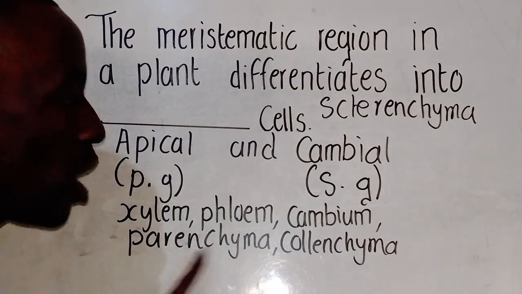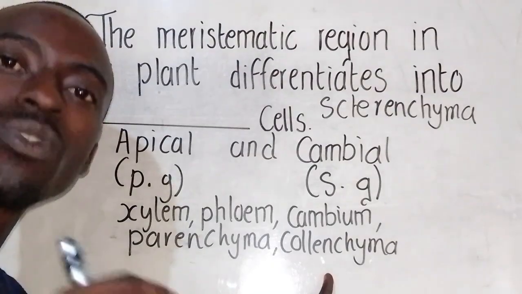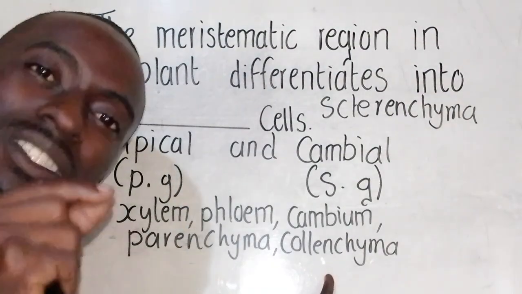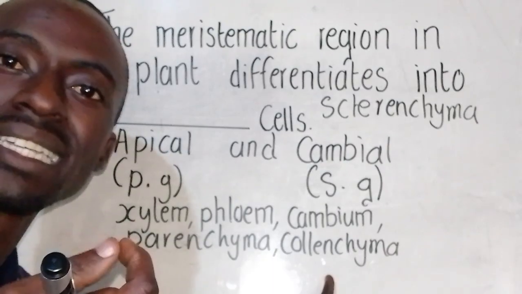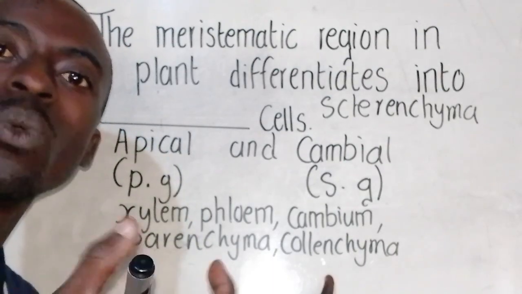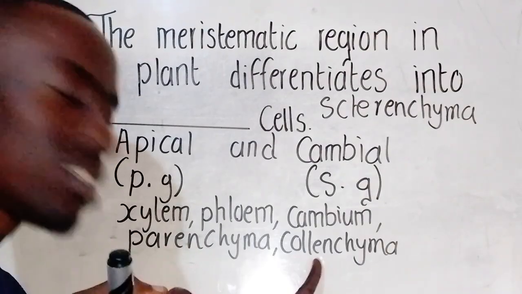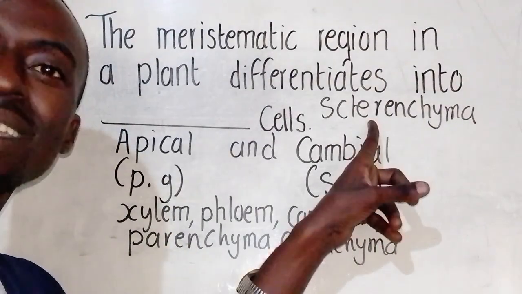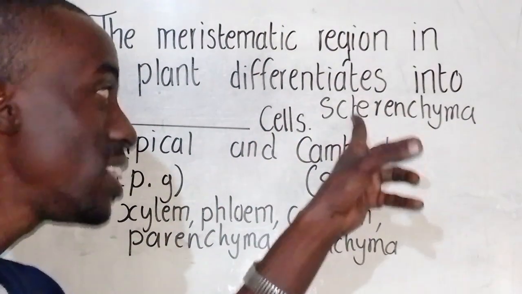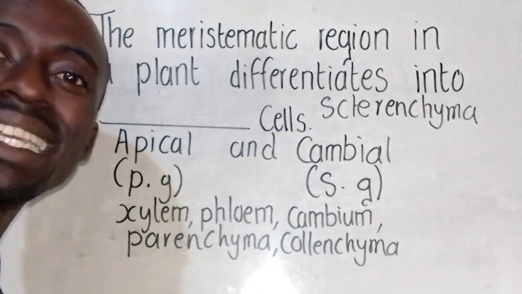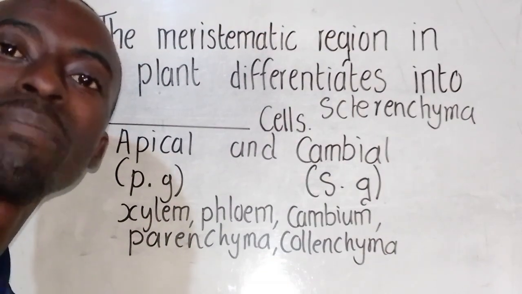tissue. Now how about the collenchyma? The cell wall of the collenchyma is made up of cellulose and pectin. Pectin is just a water-soluble substance which acts like glue to hold the cell structure. Now, how about this one? The cell wall for this one is made up of lignin. Lignin is just a polymer which makes up the cell wall.